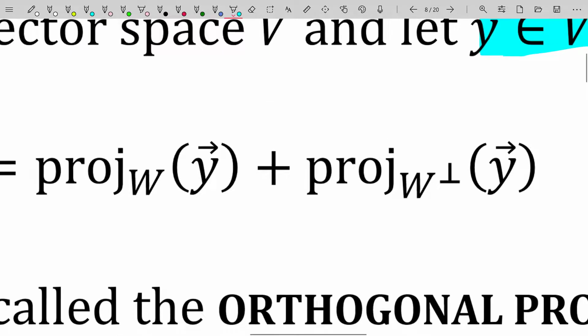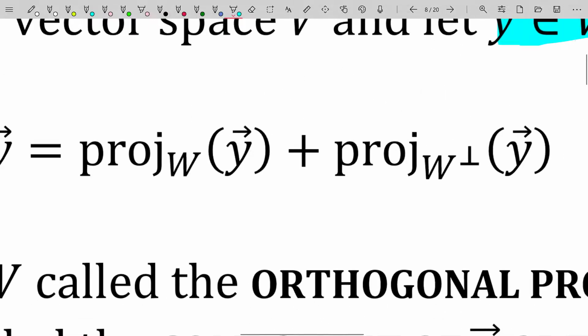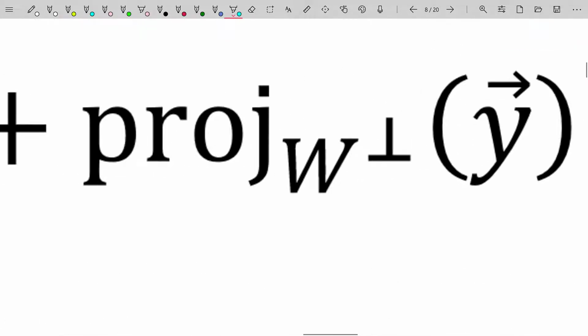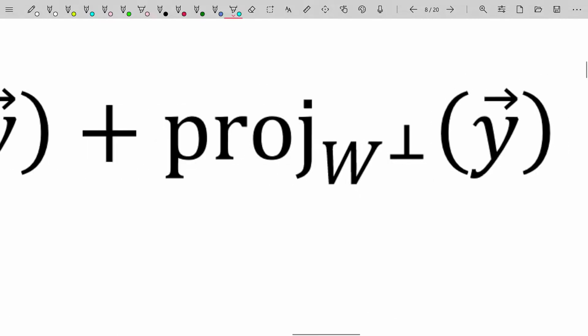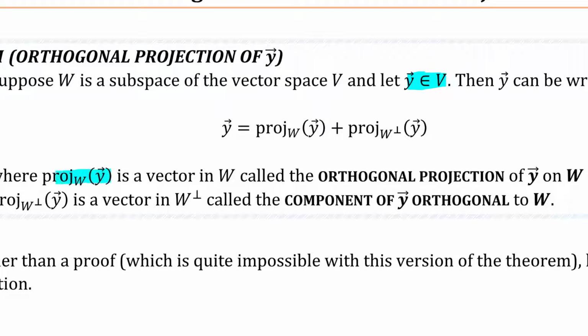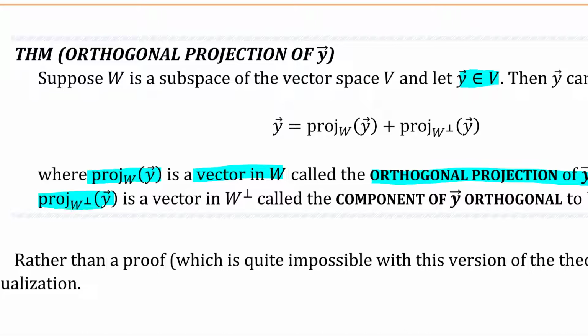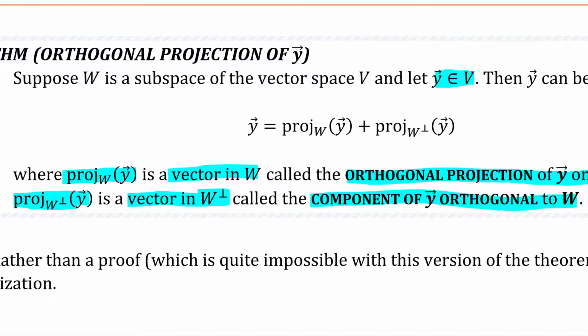These are actually just vectors. The first one is just the orthogonal projection of Y onto the subspace W. The second one is really Y projected onto W perp. That actually has a name, so let's go ahead and zoom out and see these things. The projection of Y onto W is a vector in W called the orthogonal projection of Y on W. And the projection of Y onto W perp right here is again a vector, but this time in W perp. And it's called the component of Y orthogonal to W.